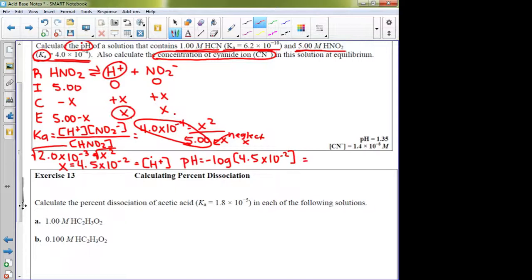How many decimal places should I have in my answer? 2. 2, because I have how many sig figs here? 2. And you should get 1.35 for your pH. Just like we did before, right? Yes.